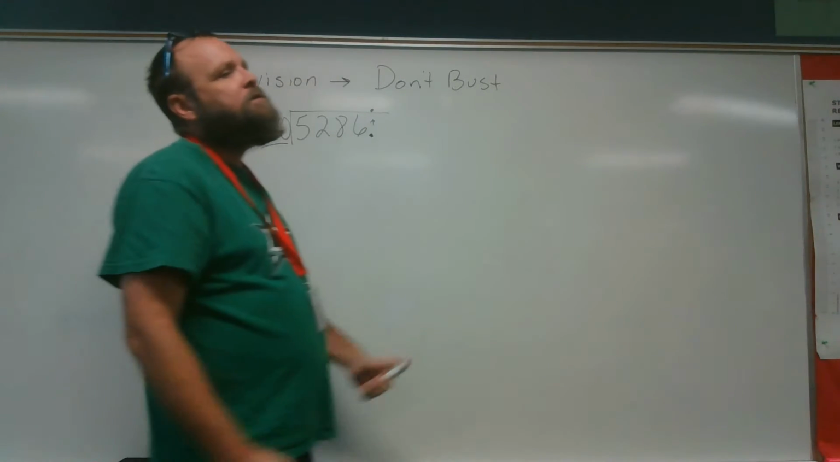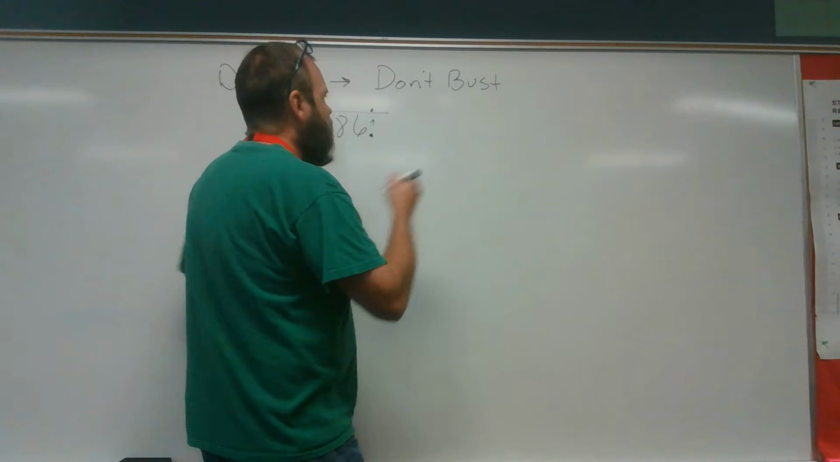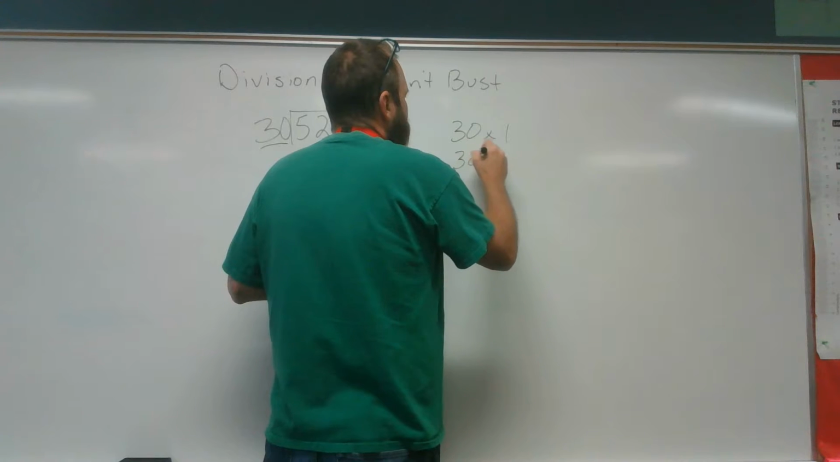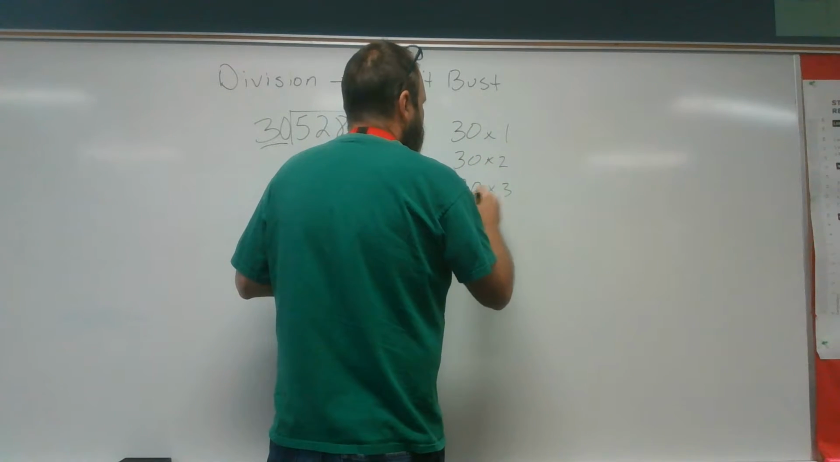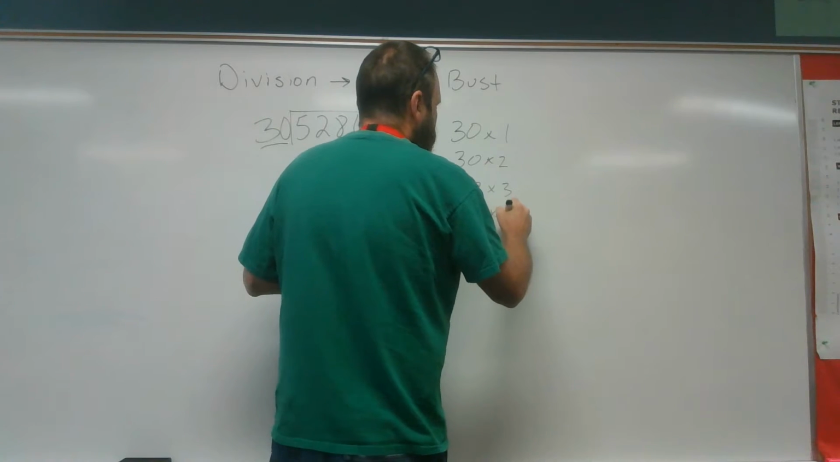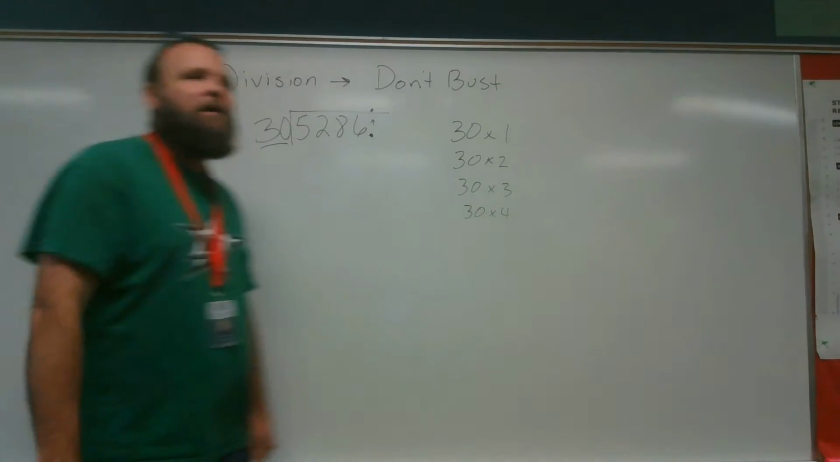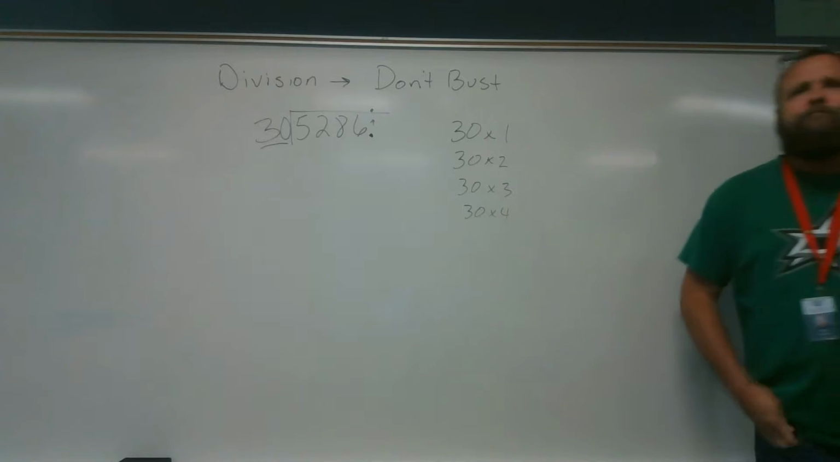Now, what you're going to do is take your divisor, which is 30. I'm going to do 30 times 1, 30 times 2, 30 times 3, 30 times 4, and I'm going to go through and list that. That's a pain in the hiney, Mr. McMurdo. I know it's a pain, but it's going to help you get it right.